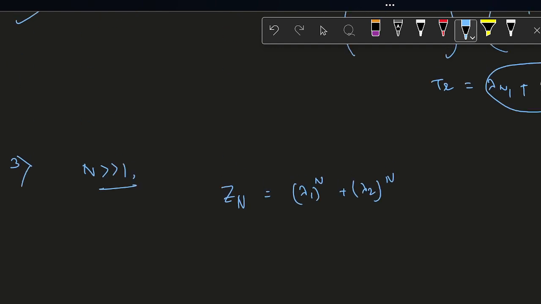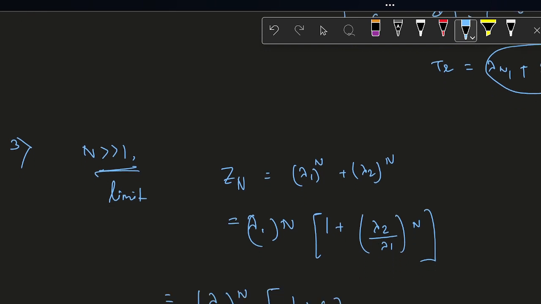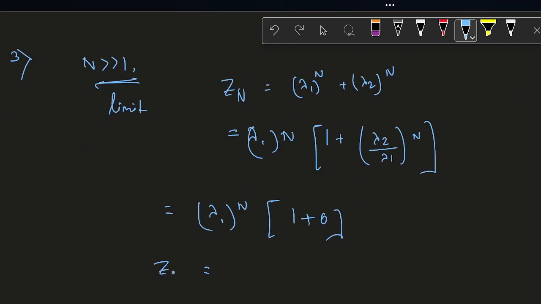So that is the fact we will use here: we can always take lambda 1 to the power n common. So it will be 1 plus lambda 2 by lambda 1 to the power n, all multiplied by lambda 1 to the power of n. And because n is much greater than 1, in this limit the second term is almost tending to 0. So your partition function is just simply lambda 1 to the power of n, which is very easy.